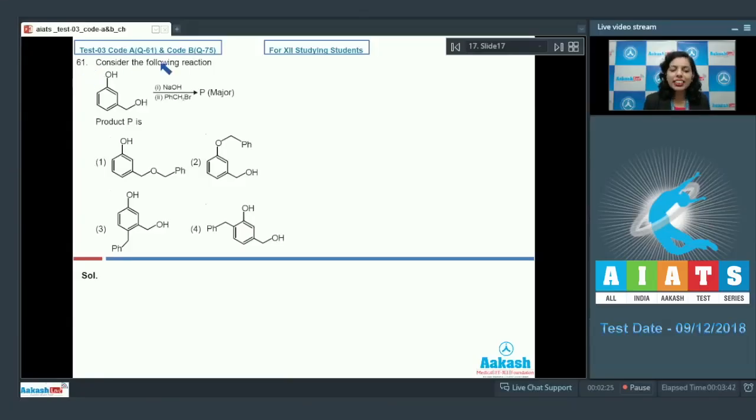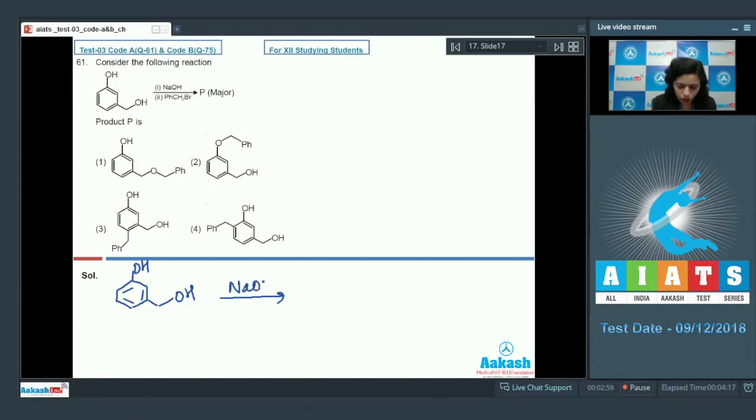Question number 61. Consider the following reaction. We have this given reaction in which the substrate is the derivative of phenol, and there is a two-step reaction taking place. And there is the product P. That's a major product we have to find out. So in this case, first let's draw here the substrate that is the derivative of phenol, which has the substituent present here.